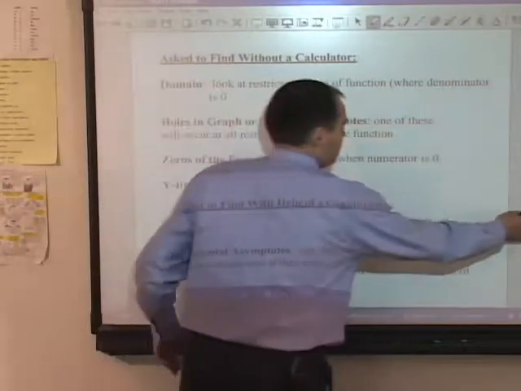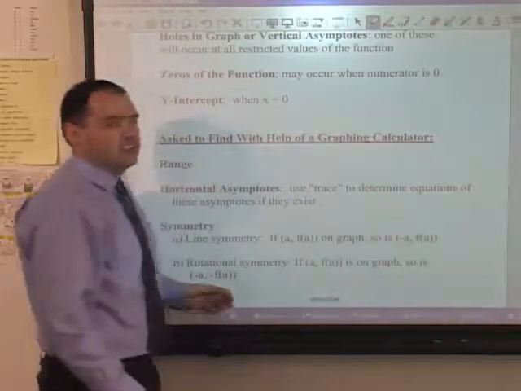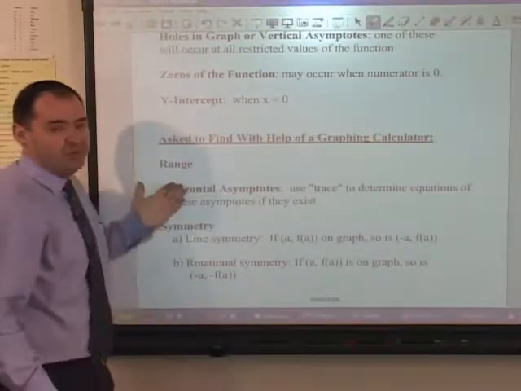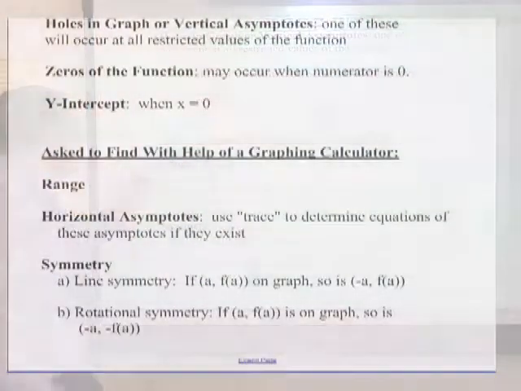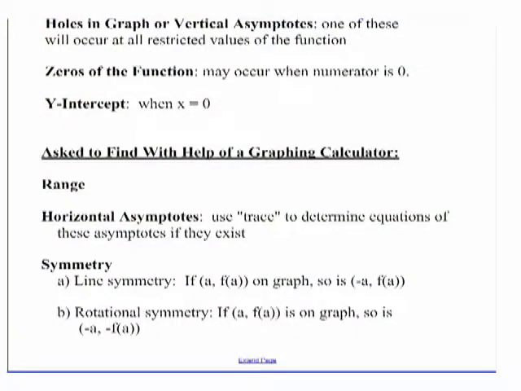Next are things that you would need to use your graphing calculator to determine. Range is always more difficult than domain, so you would get your range from the calculator in most cases. The horizontal asymptotes, same thing. You would use the trace feature on your calculator to approximate where you think those would be. Again, I'll show you an example of that. And then symmetry: line symmetry about a vertical line, the y-axis is what we would be asking you to look for, or rotational symmetry of 180 degrees about the origin.